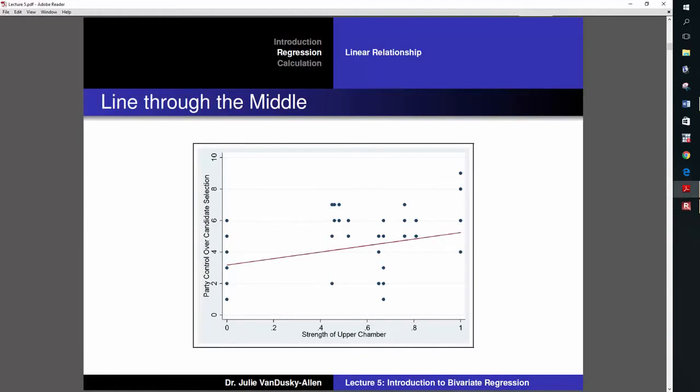To understand the intuition behind bivariate regression, imagine we plotted our independent and dependent variables on a graph. We placed our independent variable on the x-axis, strength of upper chamber, and our dependent variable on the y-axis, party control over candidate selection. Then we plotted the values for each observation on the graph. All of these dots here represent the individual observations. Next, imagine we drew a straight line that went through the middle of all of these points. Then we calculated the equation for this line.